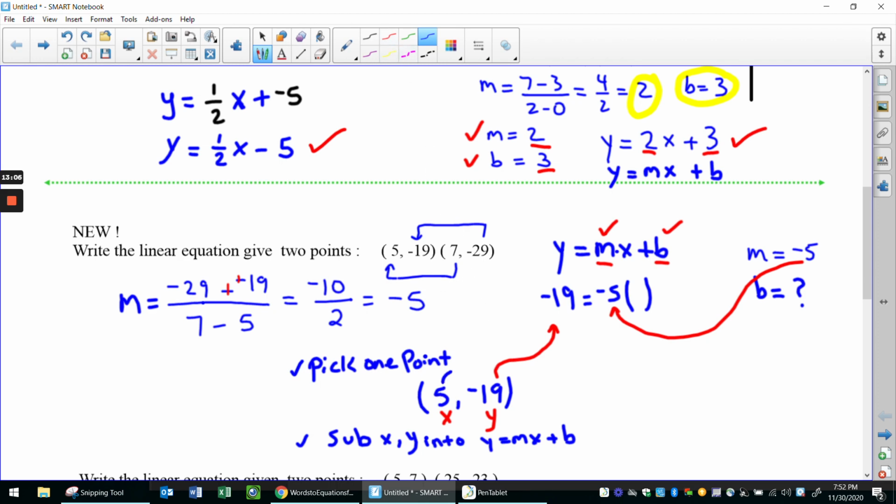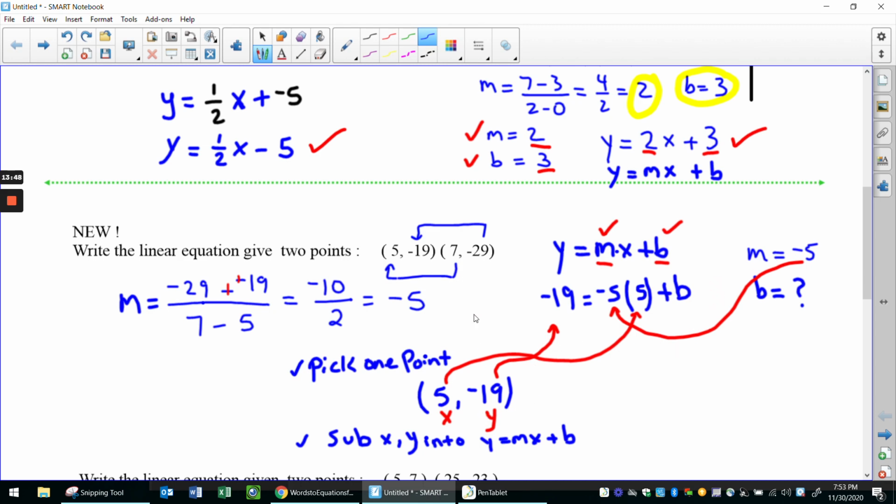So I'm going to take the point, I meant to do that with red, and I'm going to substitute the x, the y, and the m in for the y, m, and x. I'm going to substitute negative 19, negative 5, and 5 in instead of the variables. And what I have left here is going to be, my only variable left is going to be b, which is what I want to find. So I'm going to go ahead and solve this.